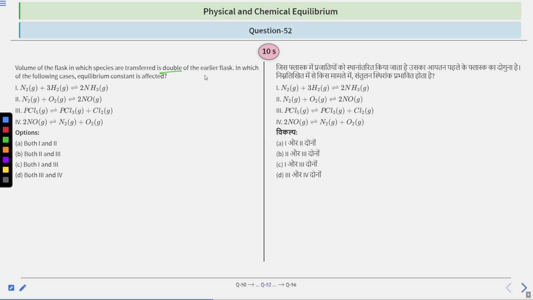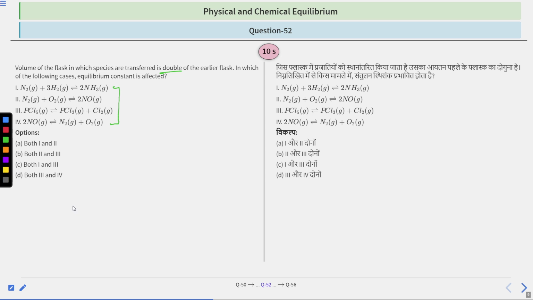So the earlier flask has half the volume of the present flask. So in which of the following cases is the equilibrium constant affected for these reactions? Options are both 1 and 2, both 2 and 3, both 1 and 3, both 3 and 4. So we have 4 equations: N2 plus 3H2 gives 2NH3, N2 plus O2 gives 2NO, PCl5 gives PCl3 plus Cl2, and 2NO gives N2O2. These are 4 reactions, and we have to select the correct pair from the options.